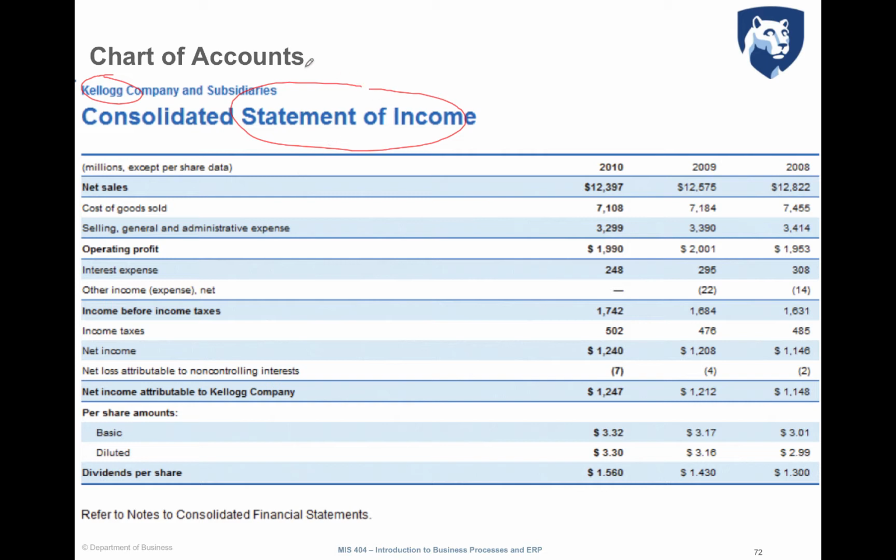So, using a group chart of accounts, in this case Kellogg's is able to generate its financial statement starting from the chart of accounts of each single company that falls within the scope of the Kellogg's brand.